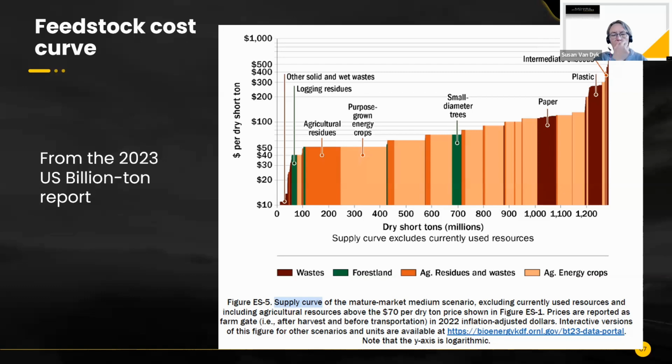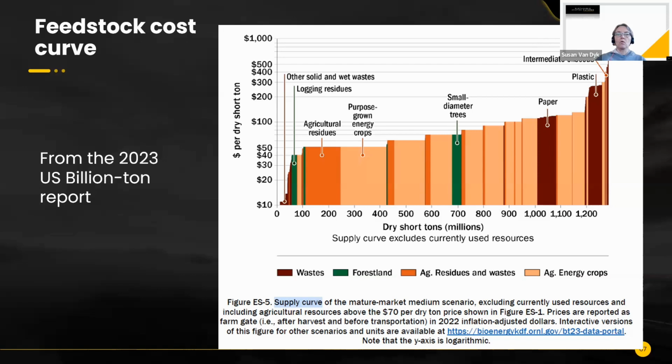So this is an example of a cost curve from the recent US billion-ton report, which assessed all of the feedstock available in the US to determine whether there's enough to produce and achieve the SAF targets that they've set. So this just shows you, first of all, the cost per ton, and then this shows you how much. So when you just want a little bit, you can access really, really cheap feedstocks. But then as you want to produce more and more, the feedstocks become more and more expensive. So your fats, oils, and greases are your most expensive feedstocks.